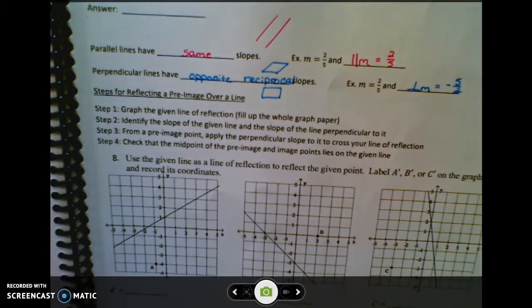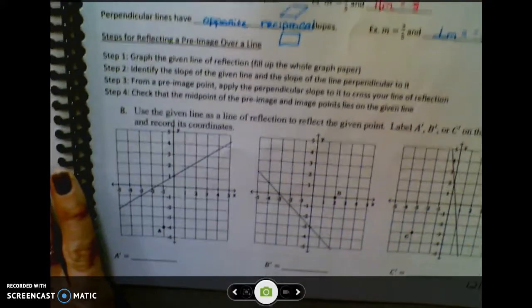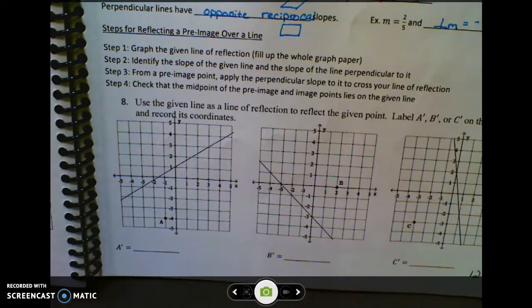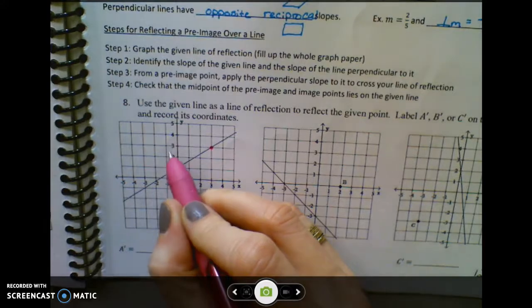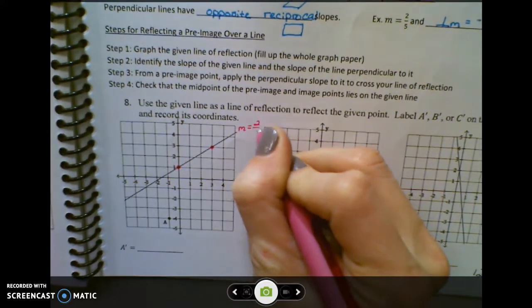So when we did this, starting with the first one on number 8, you need to make sure the line is graphed, and it is, but you've got to find the slope of the line that's given to you. So I'm going to pick some nice points on this line, and I see that the slope is up 2 and right 3. The slope of this line is 2/3.